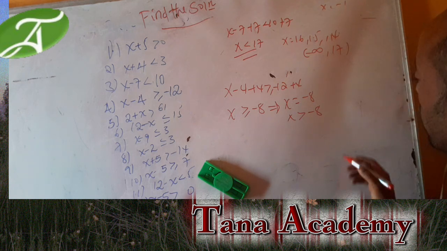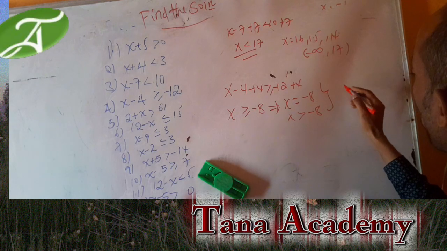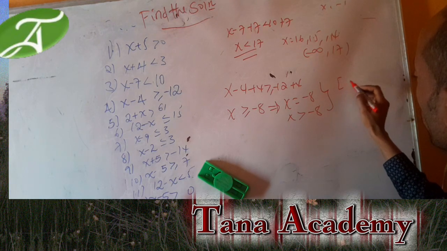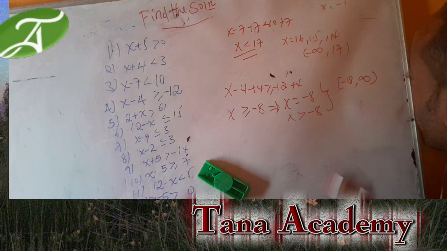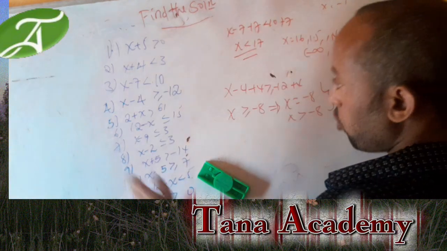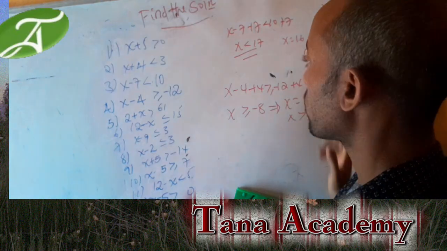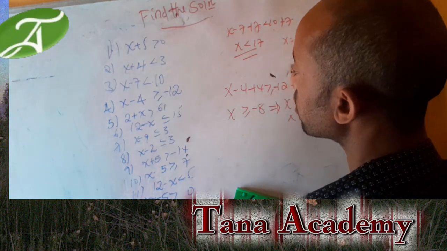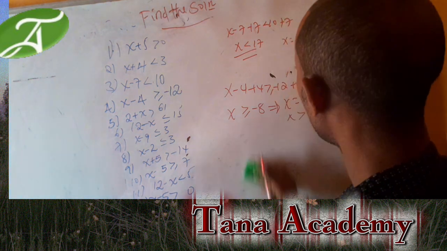In interval form, it can be included as numbers which are, we use square brackets, minus 8, comma, positive infinity, infinite numbers of solutions. Therefore, x minus 4 greater than or equal to minus 12.